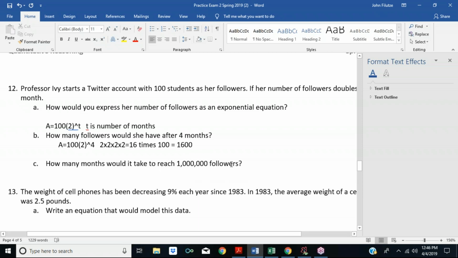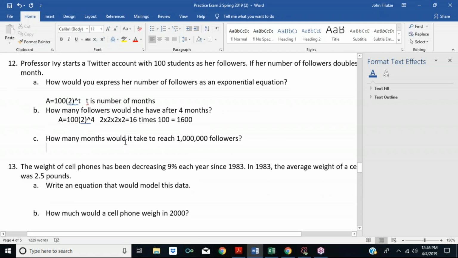And then, all right, Brianna. So then letter C says how many months would it take to reach 1,000,000? And so here we're doing the same thing we did up above, trying to find out the t. And so put some values in for the t.